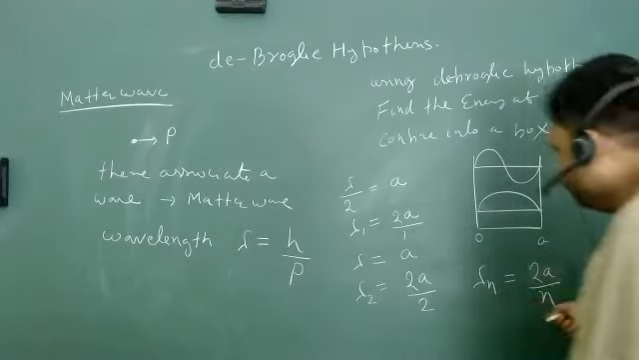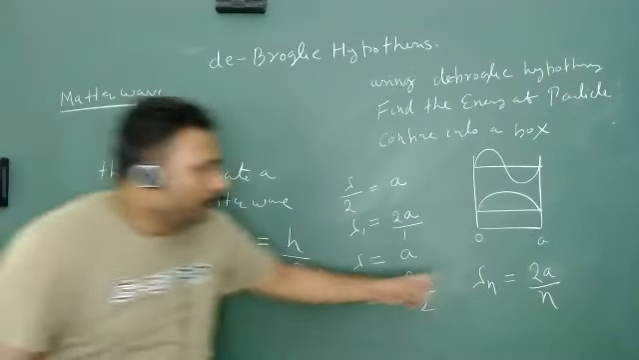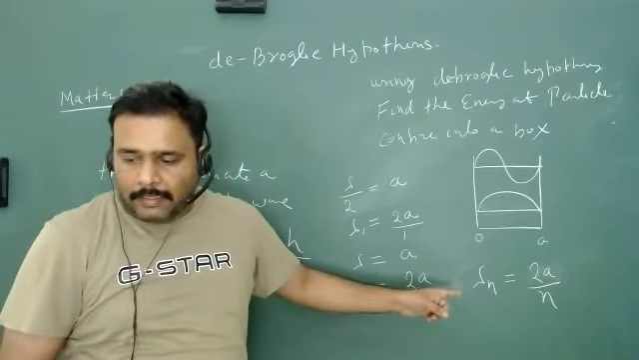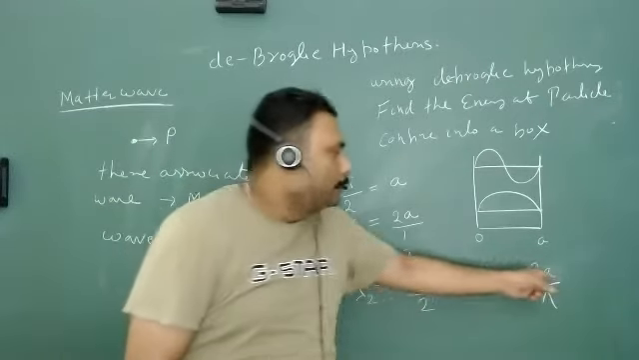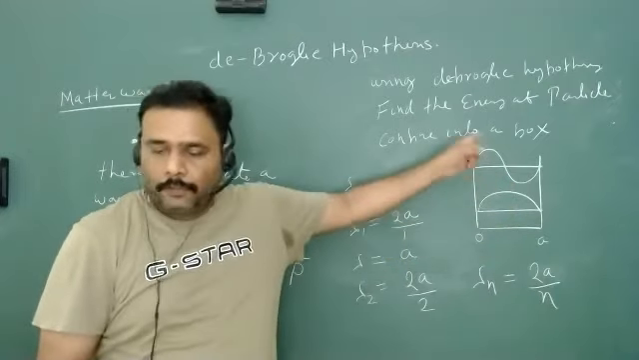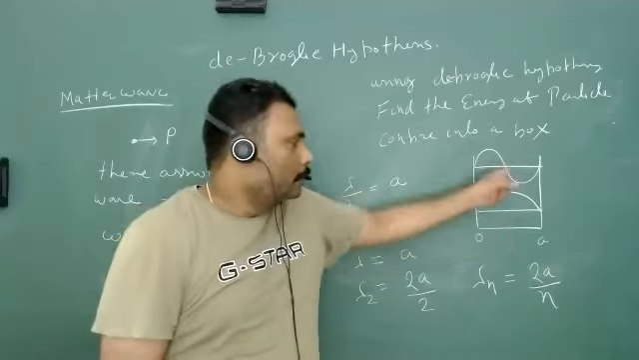So what is the meaning of that? It means that all lambdas are not possible. Only some lambdas are possible, which will behave as 2a upon n. That will be the pattern of your wave. This is all about the property of a wave.